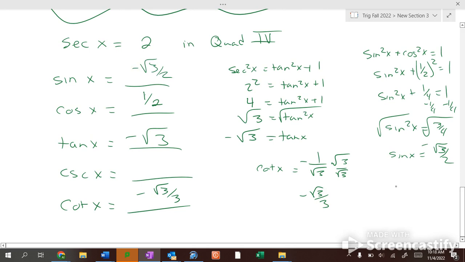And finally, cosecant. Flip over that. Can't leave square root of 3 on the bottom, so we multiply top and bottom by square root of 3. So it's negative 2 square root of 3 over 3. Bada bing, bada boom, we're done.